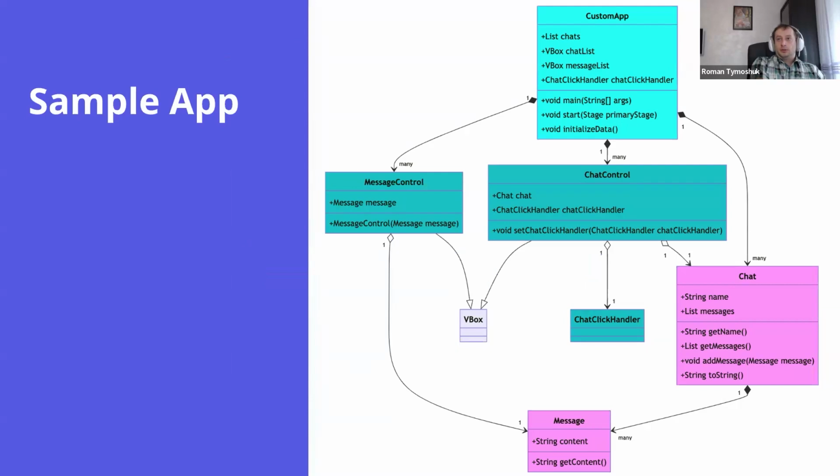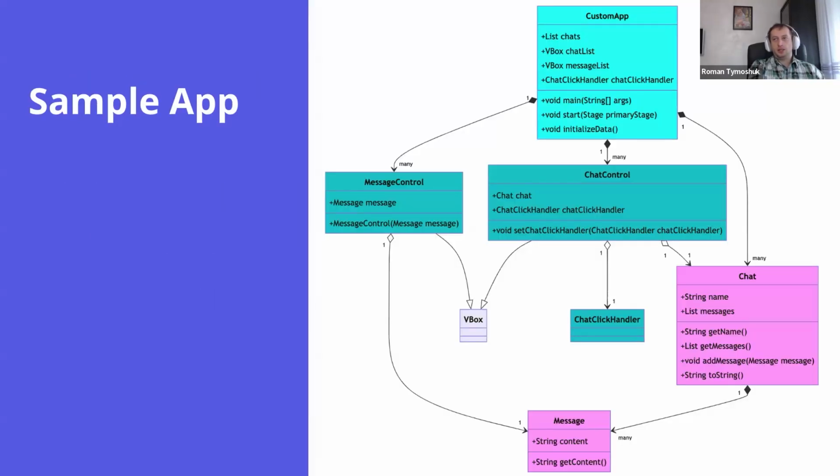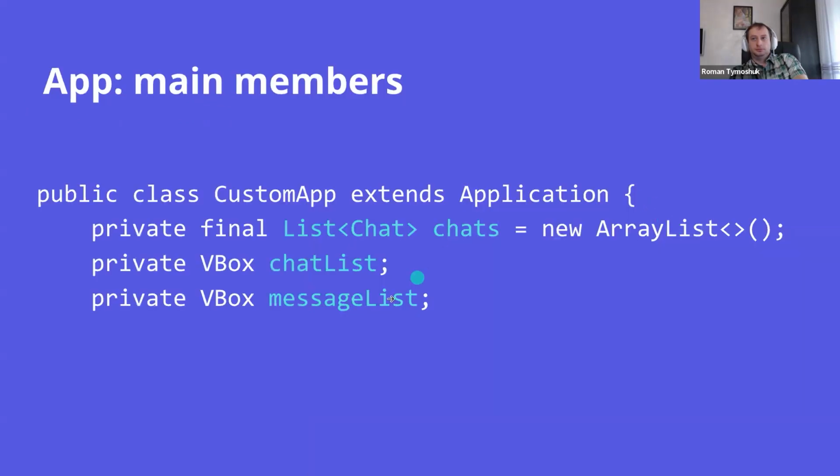Yep, so the sample app, as we saw before, will have the custom app, chat control classes, message control, chat, message, and now we'll have the click handler here. And we can go deeper into the implementation. The main members: the custom app extends the application, which is the top level class structure. It has chats, chat list, message list like VBoxes, and also a chat click handler. Defined in this way, I think it's already clear for you.